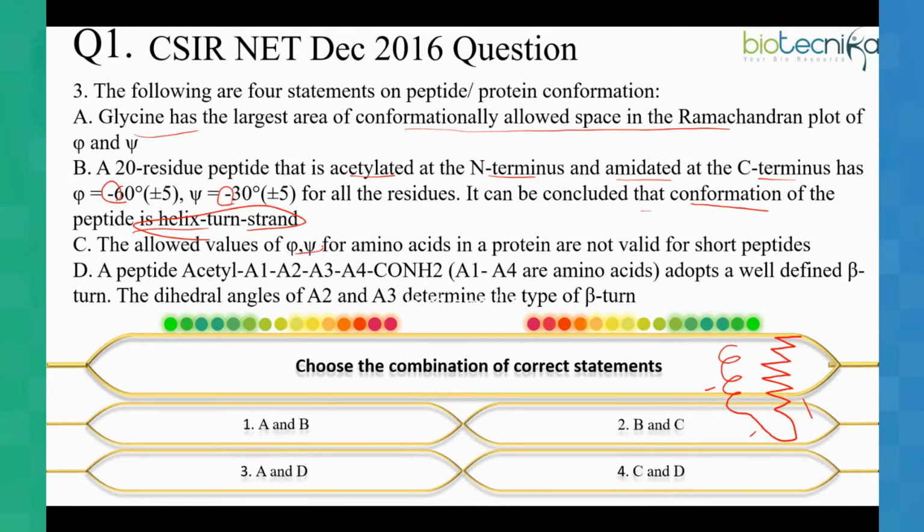The allowed values for phi psi for amino acids in a protein are not valid for short peptides. And a peptide in which you have acetyl, then 4 amino acids, and then amidation. So basically, A1 to A4, there are 4 amino acids. They will adopt a well-defined beta turn, in which the dihedral angle of A2 and A3 will determine what type of beta turn it's going to be. So, anyone who would like to answer, which would be the correct answer? Anyone of you?